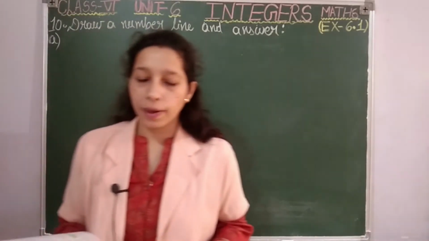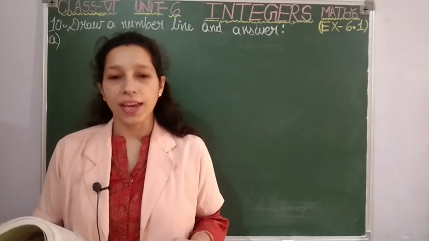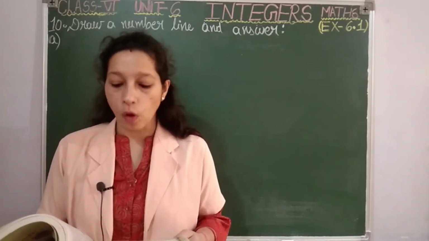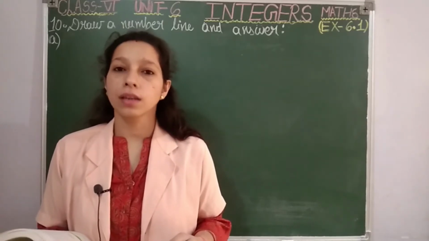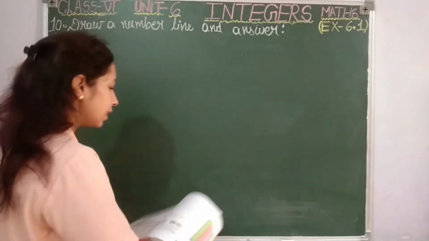So students, question number 10: draw a number line and answer the following. Point A we are going to see. Which number will we reach if we move 4 numbers to the right of minus 2? Students, we can answer this only after drawing the number line. So let us see the first point.